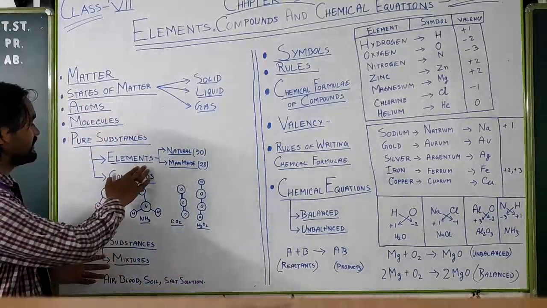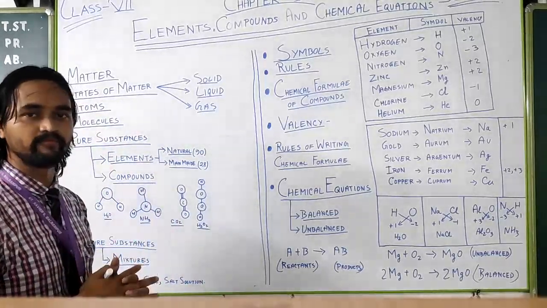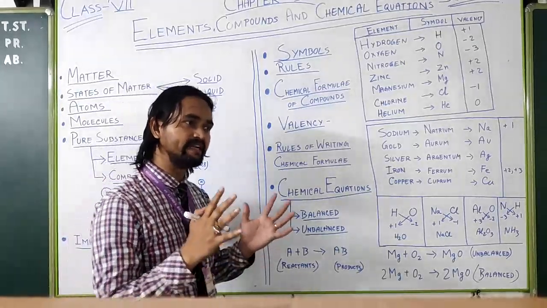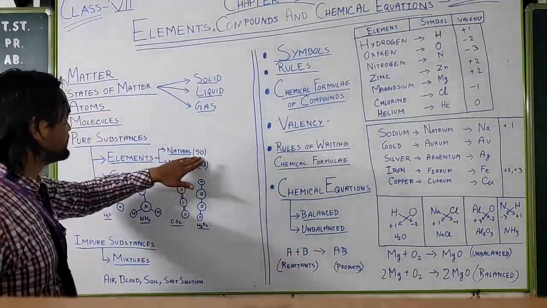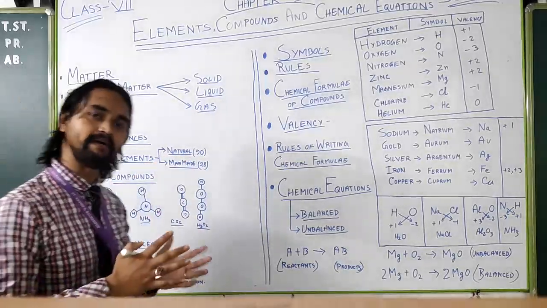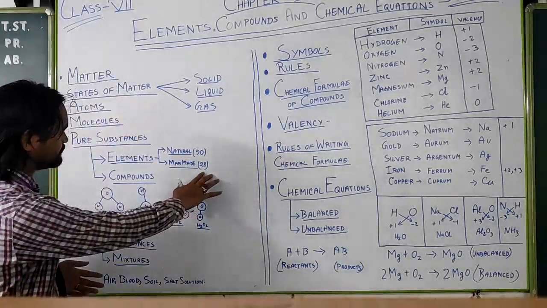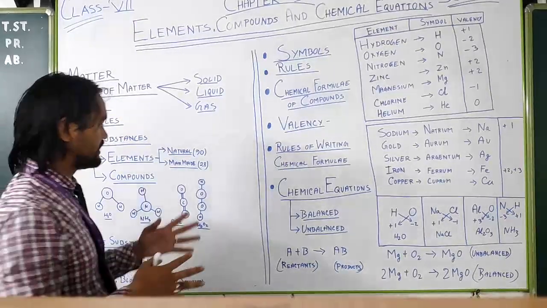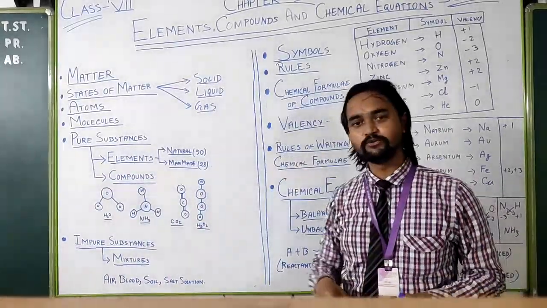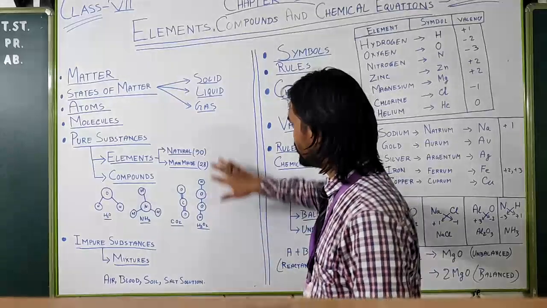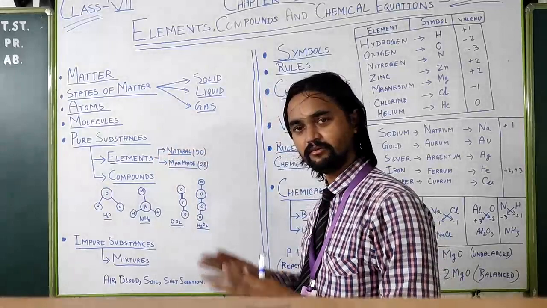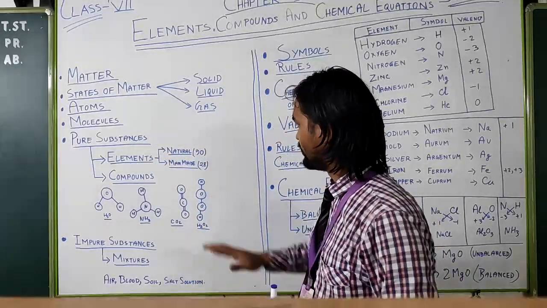There are 180 elements that exist on Earth. Among the 180 elements, 90 elements are naturally occurring. That means they are made automatically by nature. And 28 elements are man-made. That means human beings synthesize these 28 elements in chemical laboratories. So there are a total of 180 elements in our world.